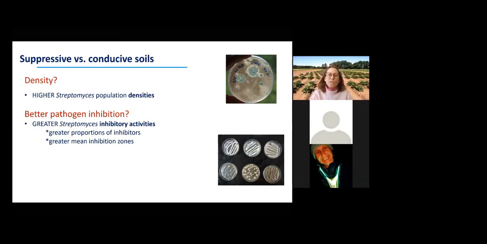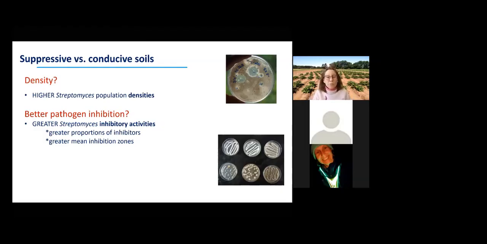And what we found was that the Streptomyces from the suppressive soil were absolutely better at killing plant pathogens. That is, for any one of the 21 plant pathogens, a greater proportion of the Streptomyces from suppressive soil could kill every one of the 21 pathogens. And equally importantly, the inhibition zone. Okay, so here in the middle you see a Streptomyces, and you see this big zone of killing. That's the inhibition zone. Inhibition zones among Streptomyces from the suppressive soil were significantly greater than inhibition zones from Streptomyces from the conducive soil.